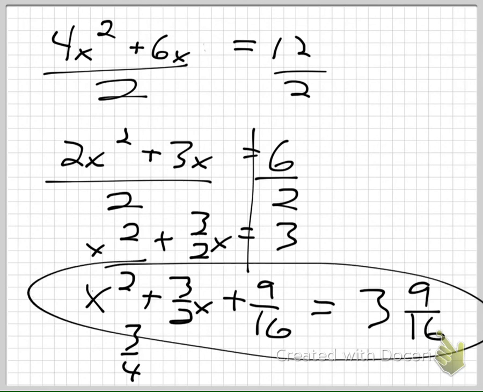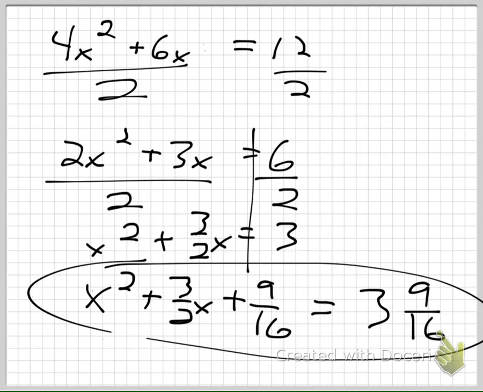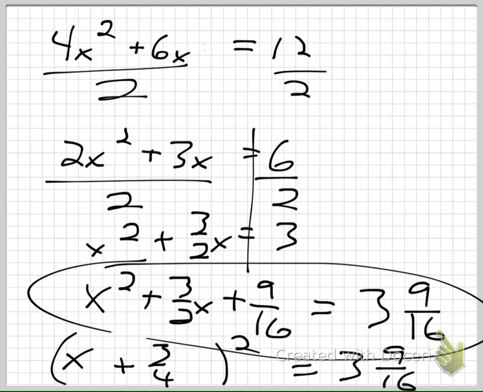Does that make sense? Nothing changes. I'm going down the same steps that we always do. It's just ugly. It's just dealing with fractions, and it's not pretty, and it's not fun. But okay, there it is. We know that this part is a perfect square, right? And we know it's going to be x plus 3/4 squared equals 3 and 9/16.